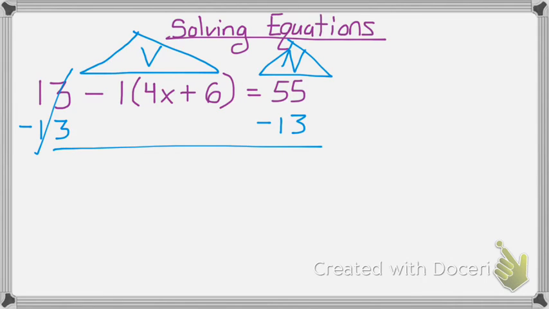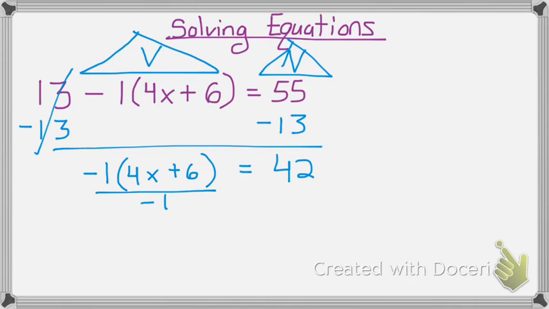And when I do that, in the number house, 55 minus 13 gives me 42. Now I'm just left with negative 1 times 4x plus 6. Again, I'm trying to get the variable x by itself in the variable house, so I got to get rid of some more stuff. All right, negative 1 is multiplied to the whole thing in the parentheses, so the undo of multiplication is division. So I'll divide both sides by negative 1. And so I'm left with 4x plus 6 equals 42 divided by negative 1 is negative 42.